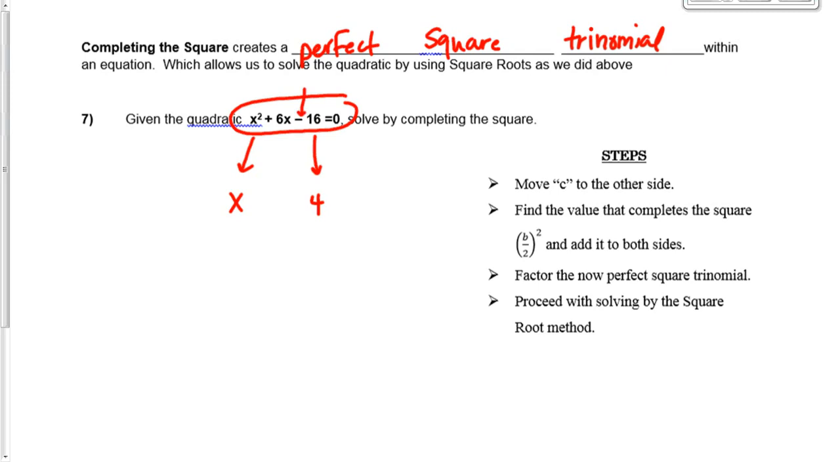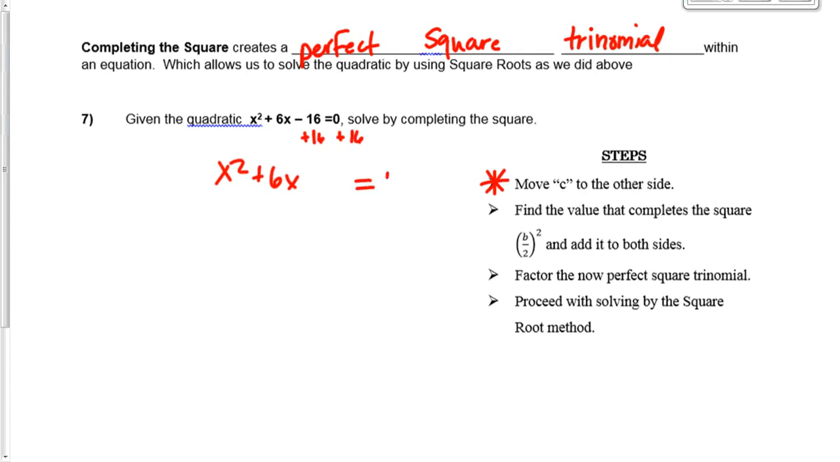So what we're actually going to do is create for ourselves a situation that will work. So I'm going to start, looking over here at the steps, with this. Move c to the other side. So I'm actually going to move c over by adding 16. Okay? And I'm leaving a space there on purpose. So x squared plus 6x something equals 16.